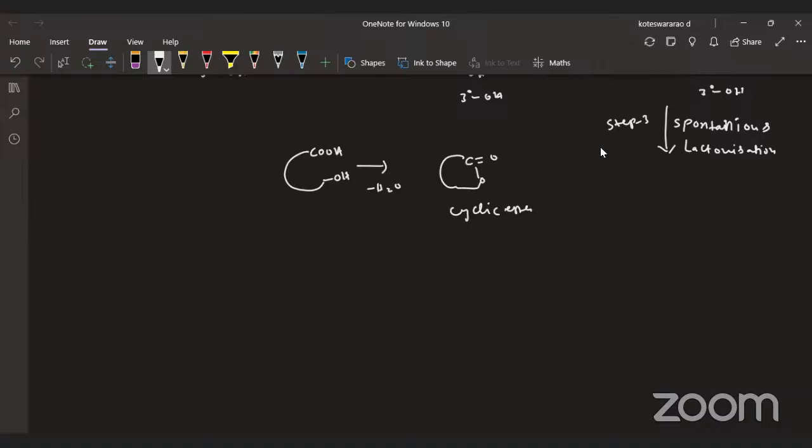This is also undergoing spontaneous lactonization, meaning leaving one water molecule, which leads to the formation of a cyclic ester. That is keto lactone. It is keto lactone, right?